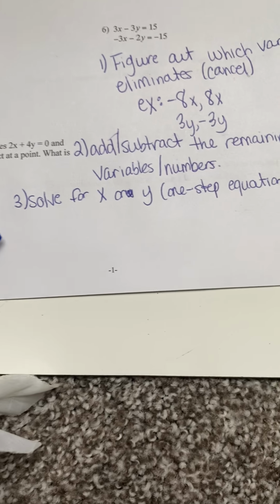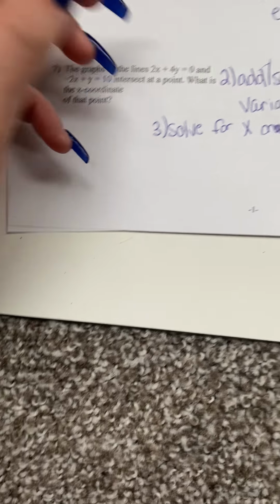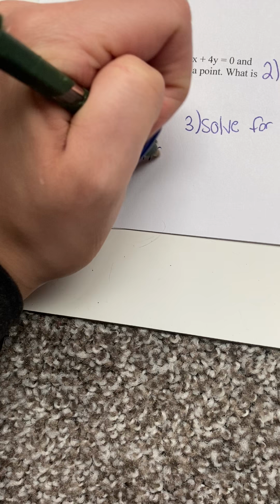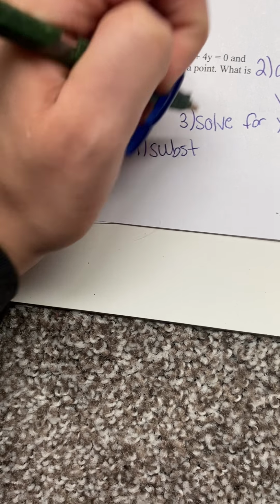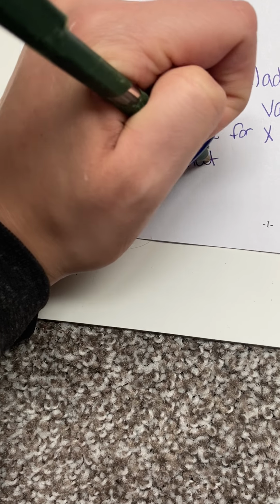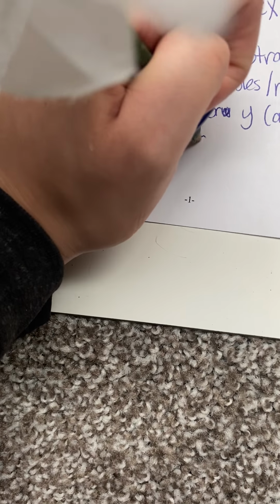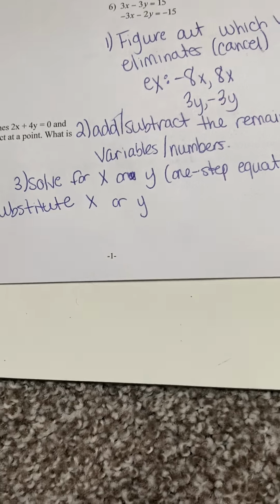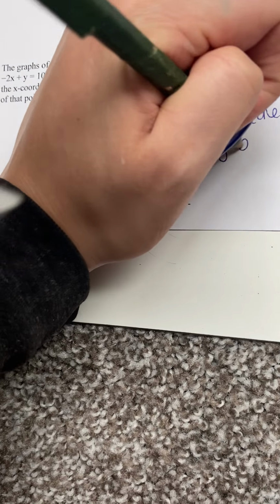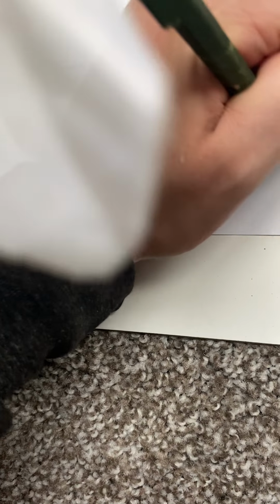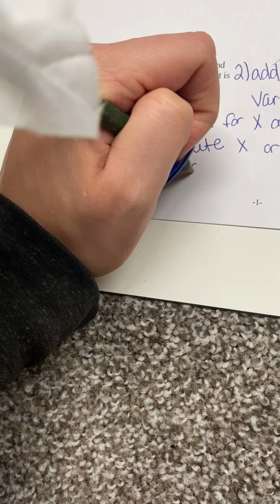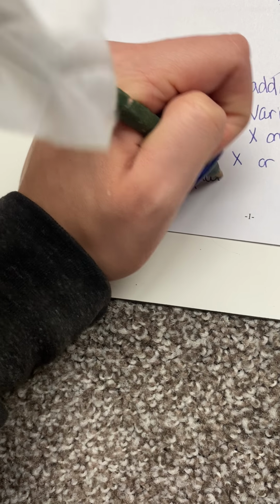All right, so unfortunately, we're not done here. We do have a step 4 and 5. So step 4, we are going to substitute x or y, and it should be a number at this point, back into the easier equation.